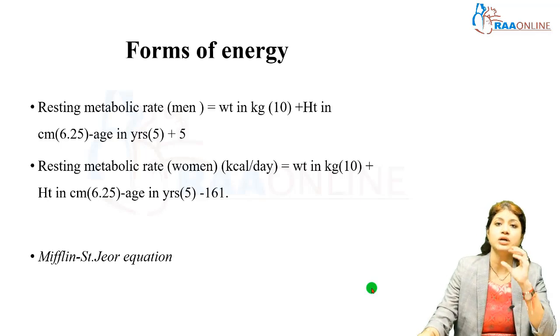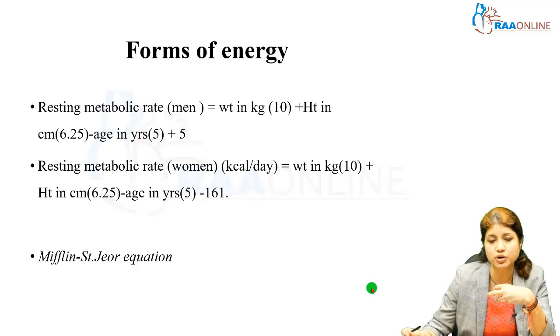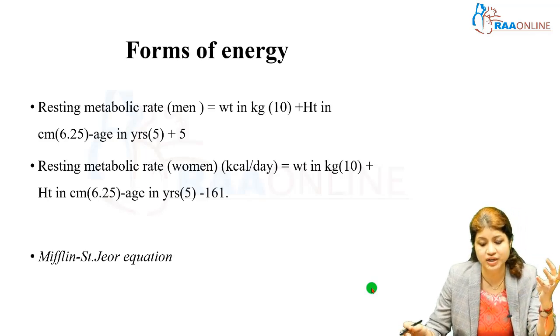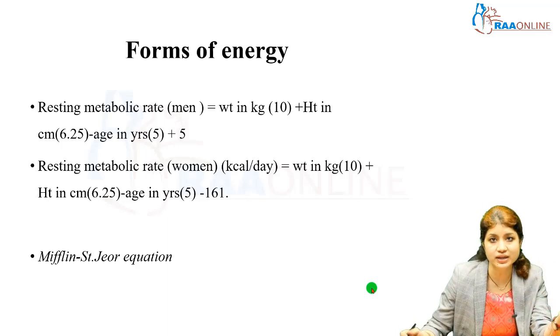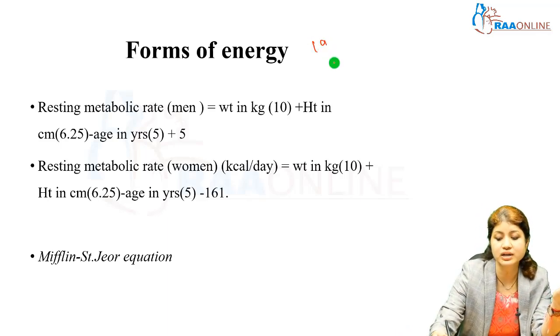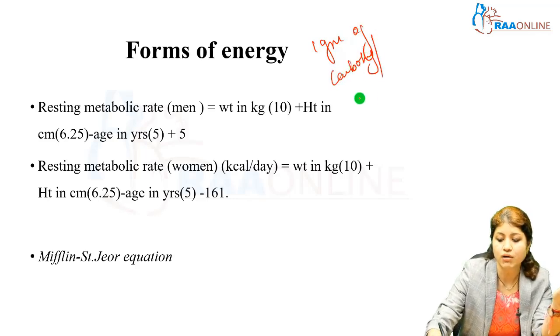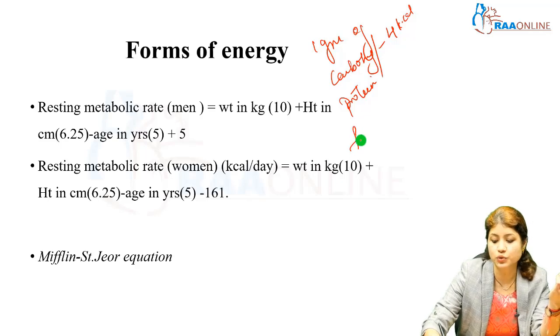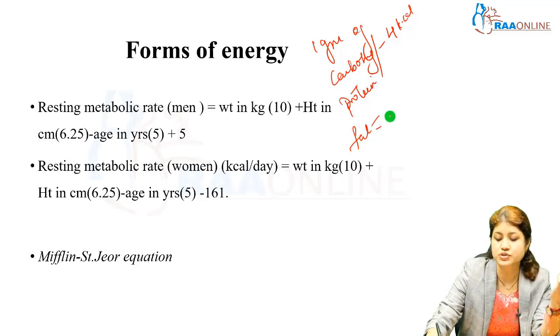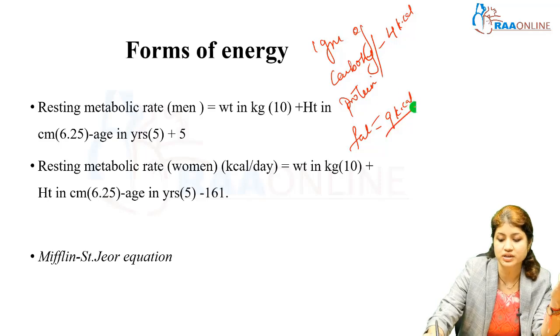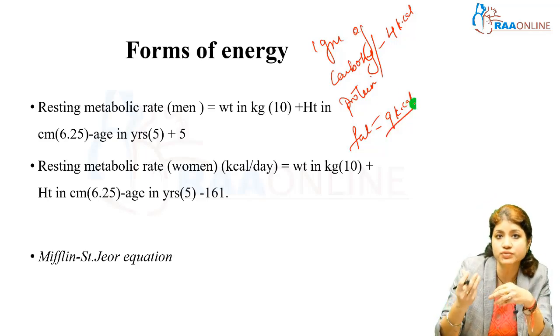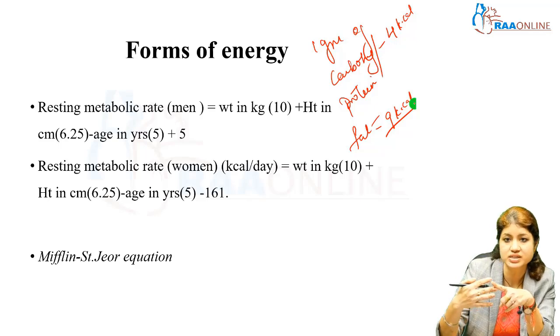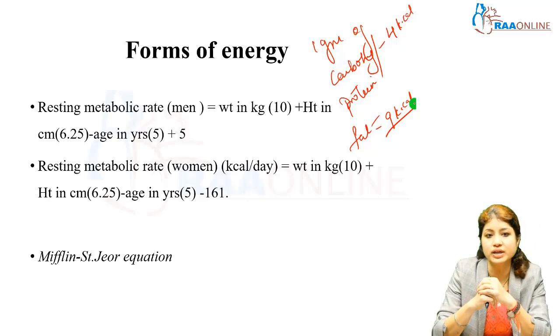And as we all know, whenever we take these forms of energy like carbohydrates, proteins and fats, this gives us certain kilocalories of energy. So 1 gram of carbohydrate or 1 gram of protein gives you around 4 kilocalories of energy. Whereas 1 gram of fat gives you around 9 kilocalories of energy. So it is the burning of these substrates like carbohydrates, proteins and fats which contributes to our energy.